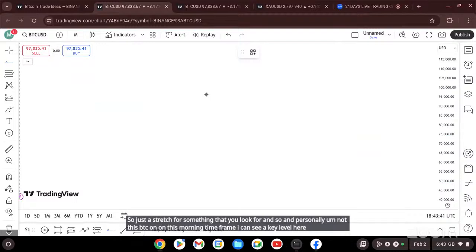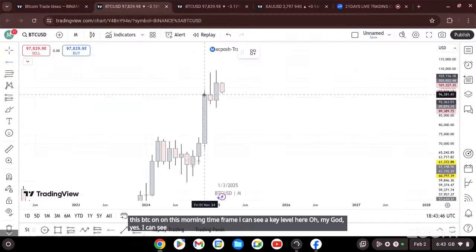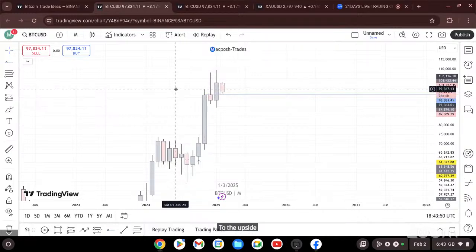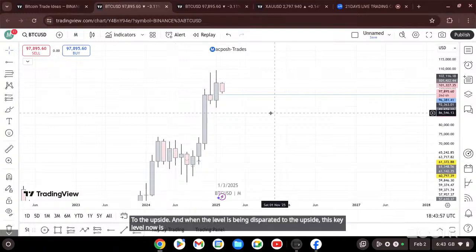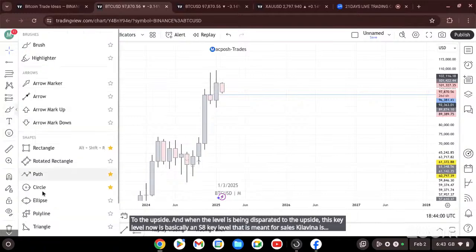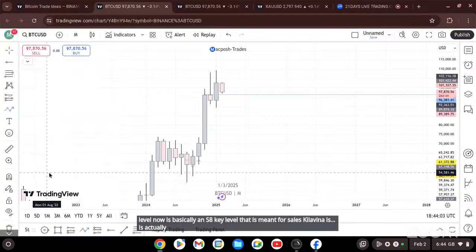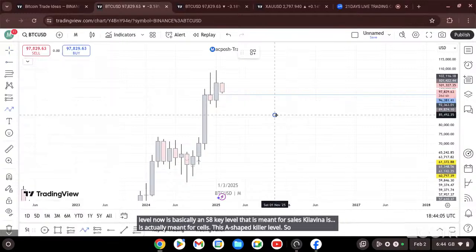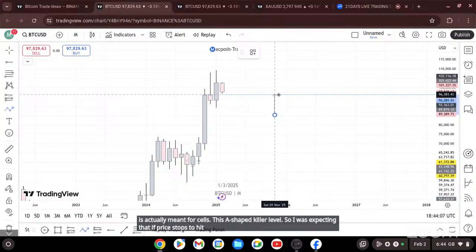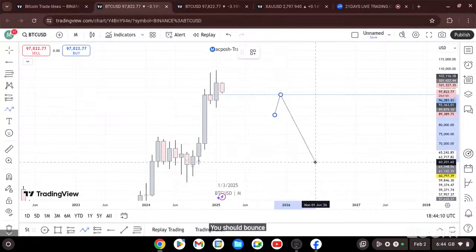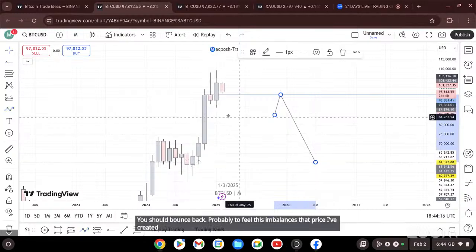I can see a key level here that has been disrespected to the upside. And when a key level is disrespected to the upside, this key level now is basically an ancient key level that is meant for sales. This A-shaped key level. So I was expecting that if price taps to it, it should bounce back, probably to fill this imbalance here that price has created on this pricing level.